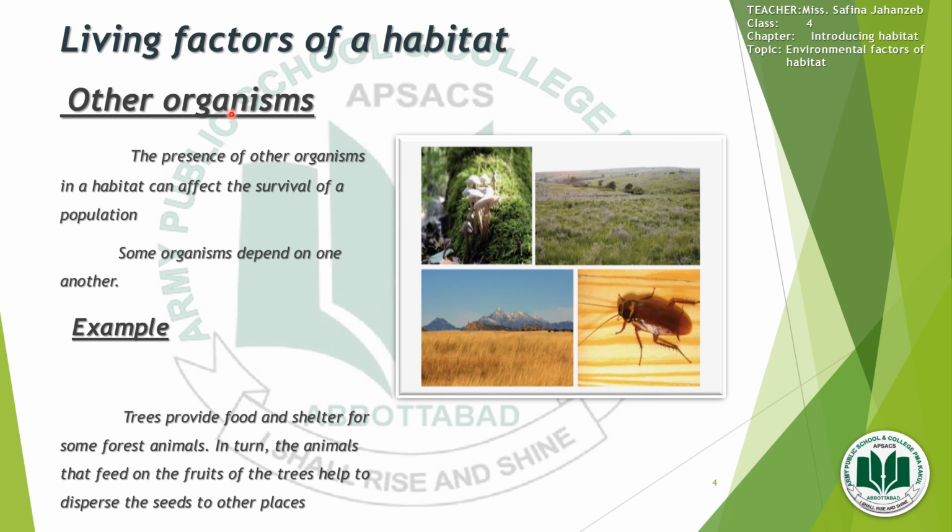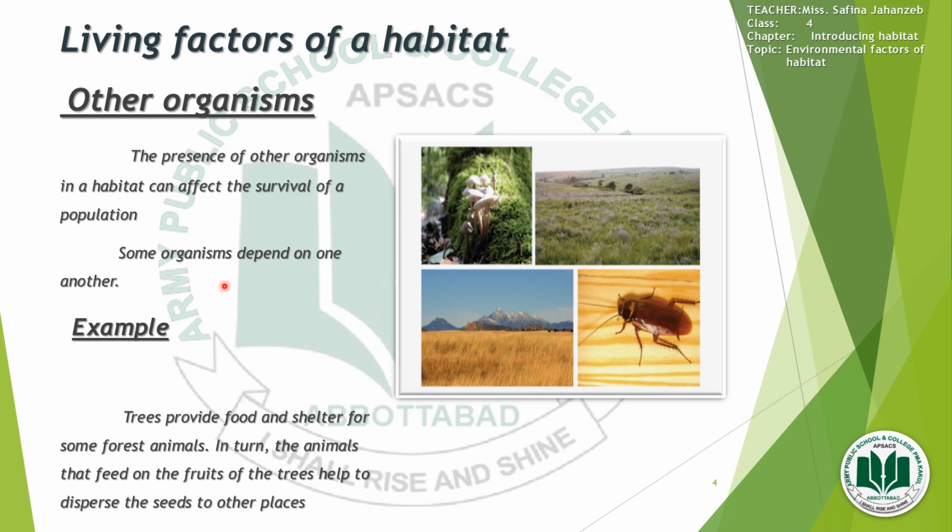Students, here in this slide, we will discuss the second point of the living factors of a habitat. So the second point is other organisms. We will see how an organism helps to disperse or expand the population of any other organism. So the presence of other organisms in a habitat can affect the survival of a population.